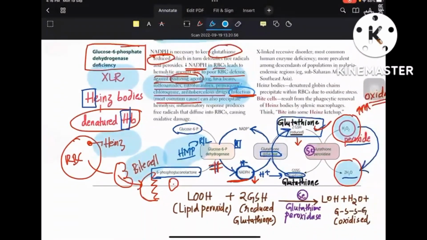So this completes the G6PD, guys. It's an X-linked recessive disorder. You need to remember that. And the fava beans, sulfonamides, and anti-tubercular drugs, nitrofurantoin, are the oxidative stress-causing agents. And this is the cycle in which glutathione peroxidase acts.